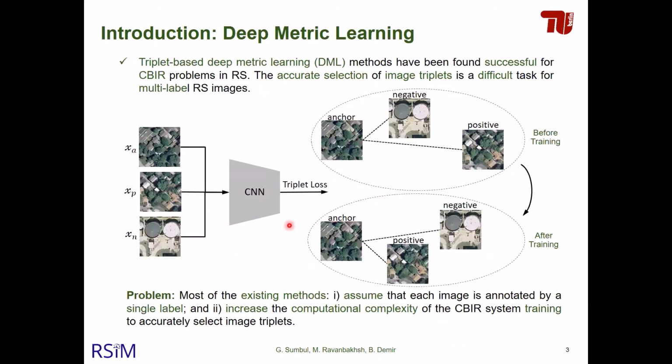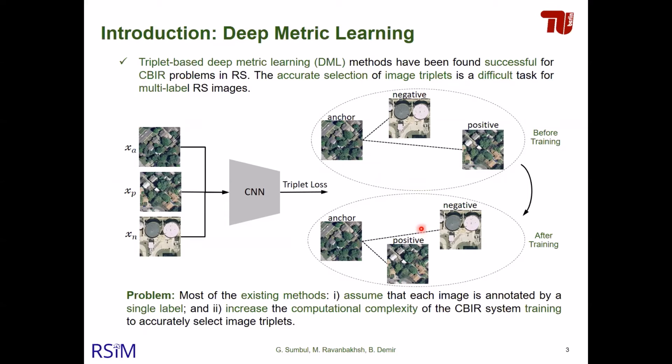Recent image retrieval methods utilize triplet-based deep metric learning to obtain image descriptors due to its proven success. In these methods, image triplets, including anchor, positive, and negative images, are fed into a convolutional neural network that provides image descriptors. Triplet loss operates on the descriptors of image triplets to learn a metric space where the distance between positive and anchor is minimized while that of negative is maximized.